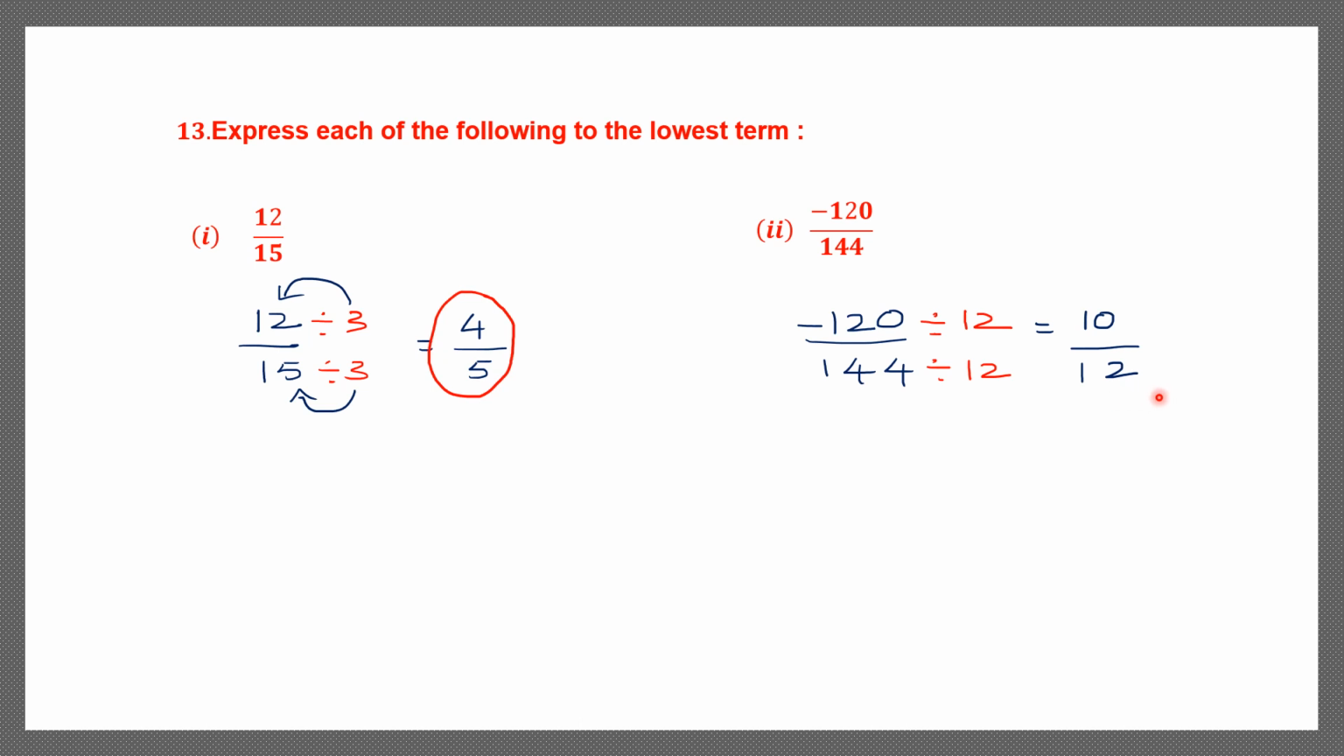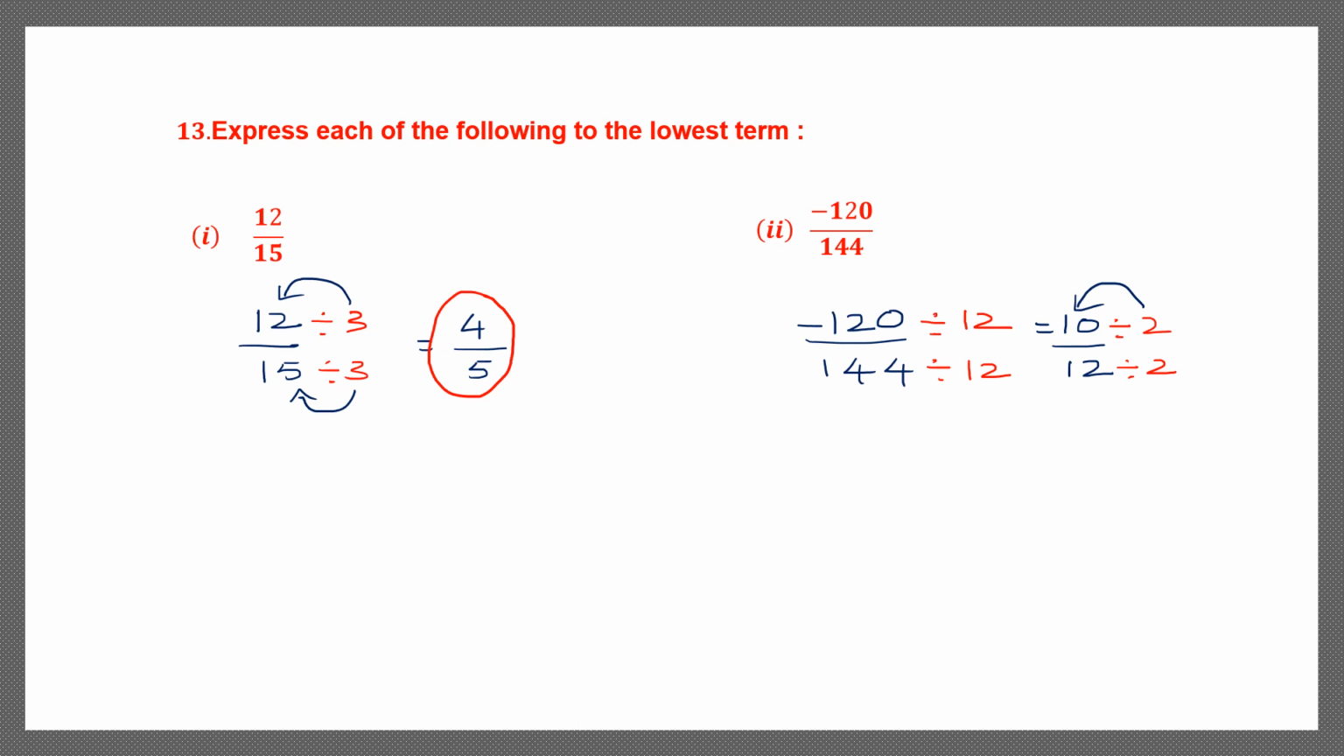I can still reduce that to the lowest term. So let's think of a number which can divide both. Which is the number that can divide both? 2. 2 can divide 10 and 12. So let's do that. We're going to divide the numerator by 2 and the denominator by 2. Now let's see what we get.